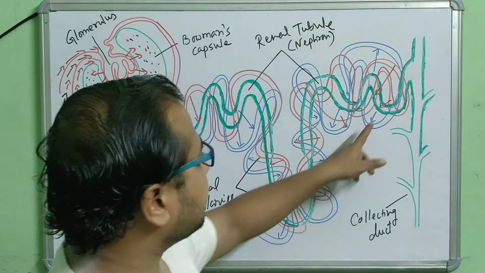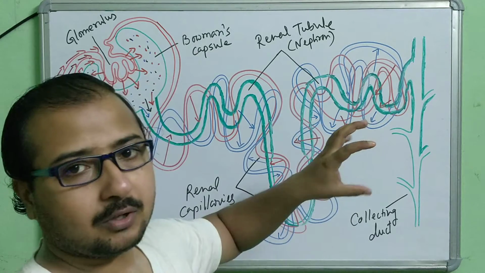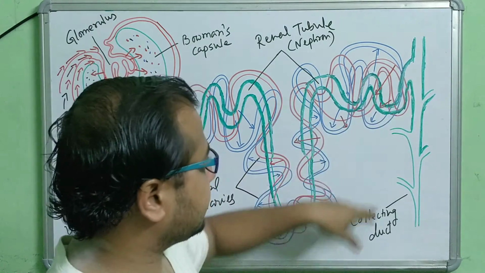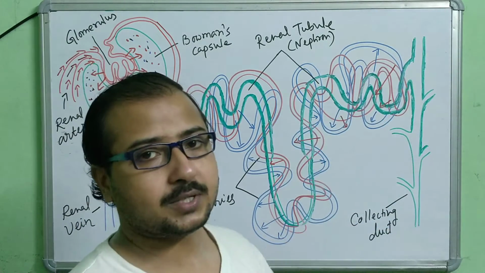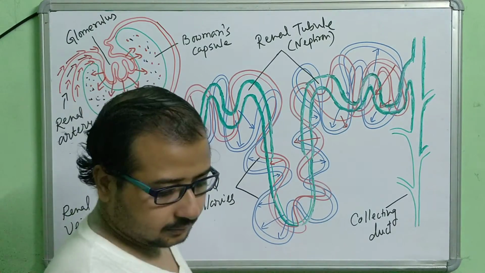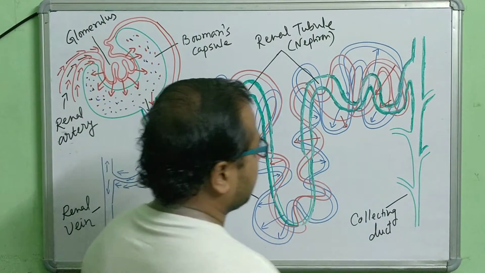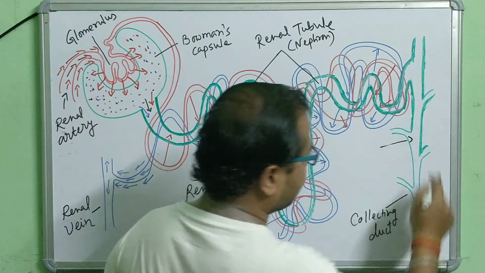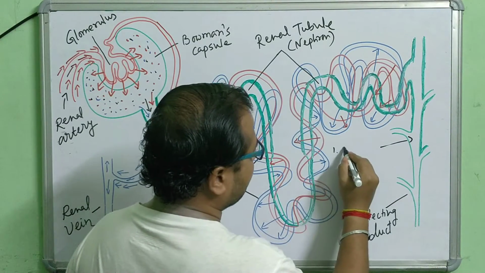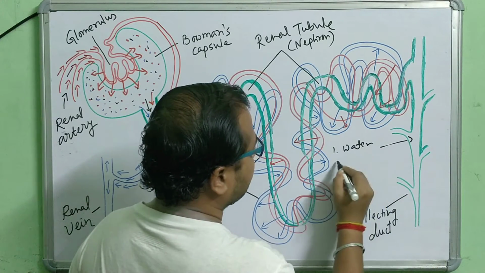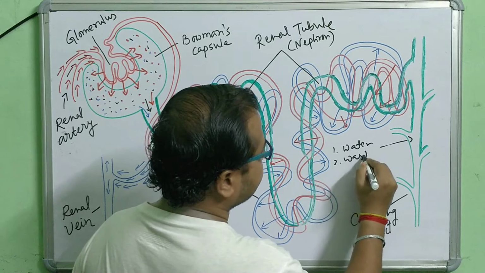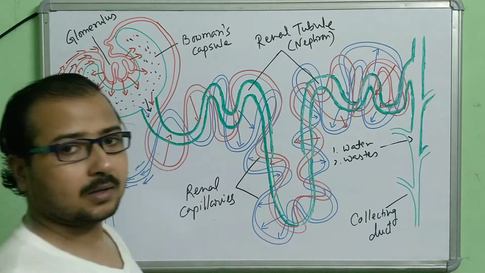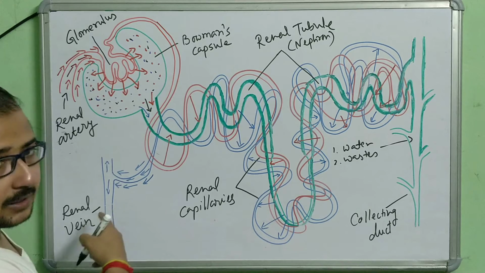So ultimately the water along with all the substances reaches here. This is the collecting duct. We see water present here. Ultimately in this duct, what do we see? Number one, water. Number two, all the wastes. Understood? And what is carried out by the vein here?